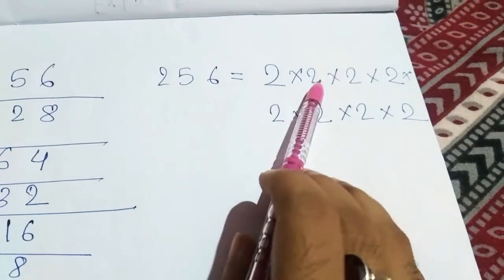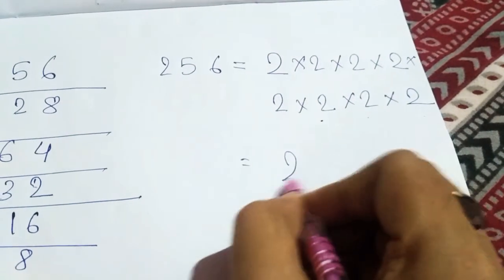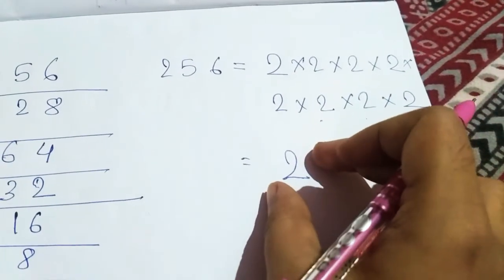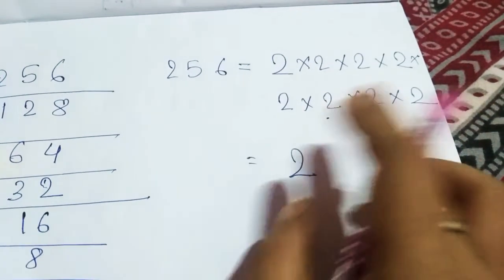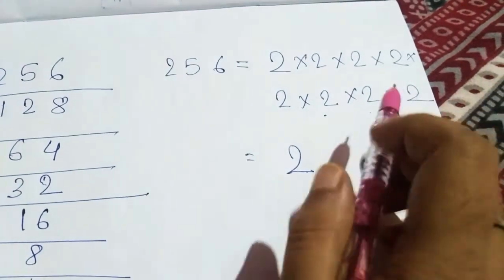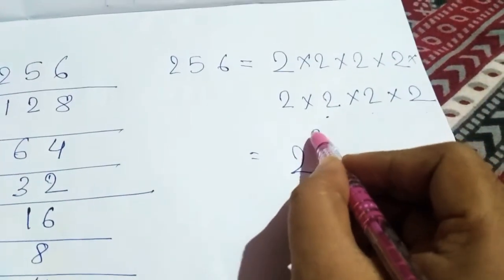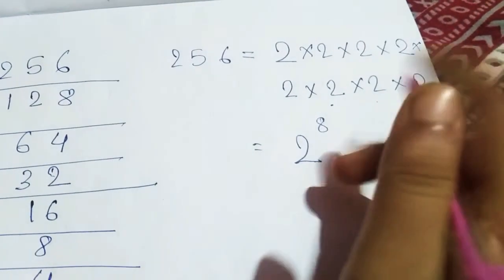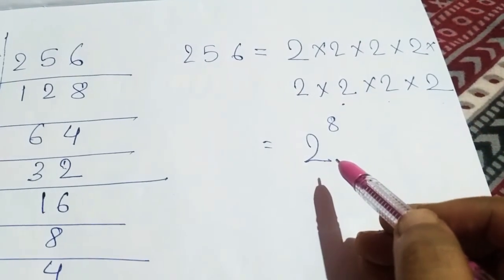Eight. 1 2 3 4 5 6 7 8. Now 2 is the base. Why is it the base? Because this number is repeating, so this is the base. How many times is this repeating? 1 2 3 4 5 6 7 8, 8 times. So this expression is known as exponential form.